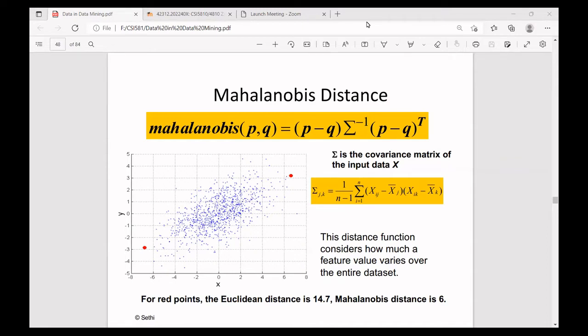So in this case, if you were to do the calculations, given all those points, then you will find that the Mahalanobis distance in this particular example comes out to be 6. All right. Let's look at another example here.